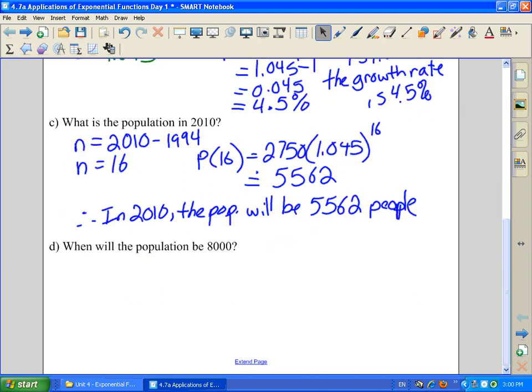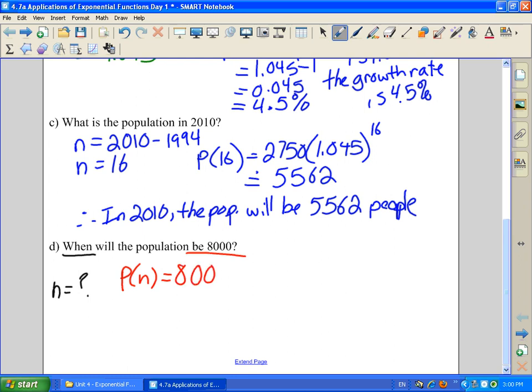Good. Now, the hardest one, I think, of this question, ladies and gentlemen, is when will the population be 8,000 people? So when means N equals question mark. But what we need to analyze here is what does the 8,000 represent? The 8,000 represents the future value. So in this case, P at N equals 8,000.